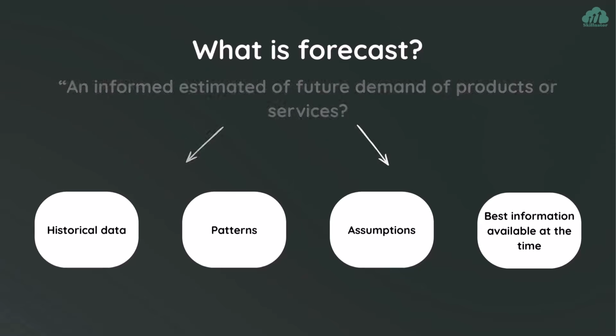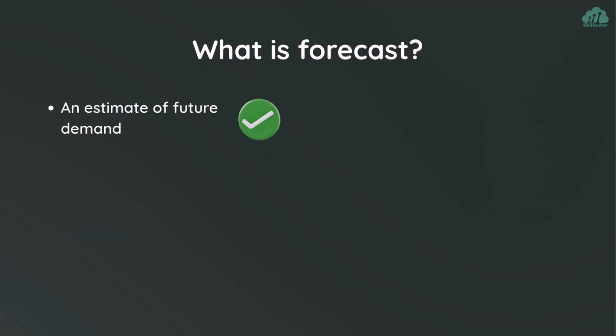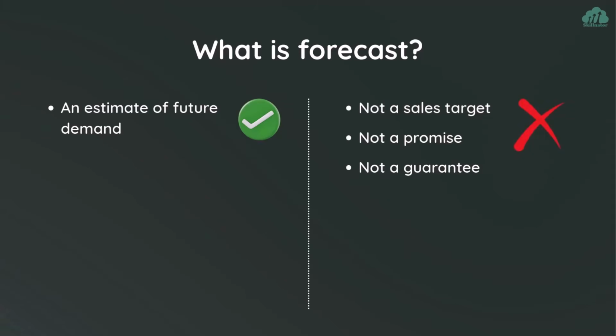A forecast is not a fact, it's a best estimate, and this distinction is extremely important. A forecast tells a business, based on what we know today, this is what the demand is likely to look like in future. This allows teams to plan ahead even though the future is uncertain. Now let's be very clear about what a forecast is not. A forecast is not a sales target, it's not a commitment, and it's never a guarantee.